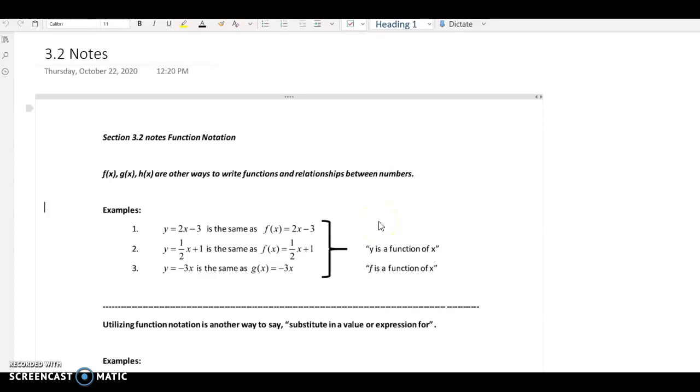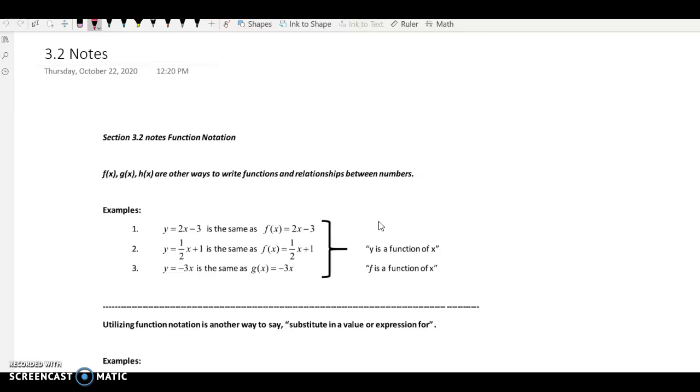All right, guys, section 3.2 is function notation. So how do we read these? When you see this f and then parentheses, we call that f of x. So we have f of x, g of x, and h of x as other ways to write functions and relationships between numbers. Up to this point, we know y equals 2x minus 3.